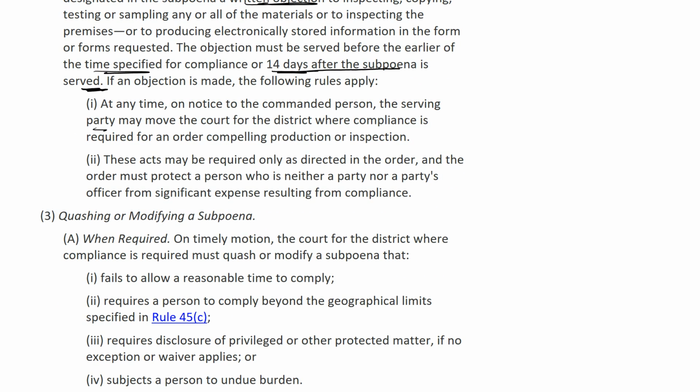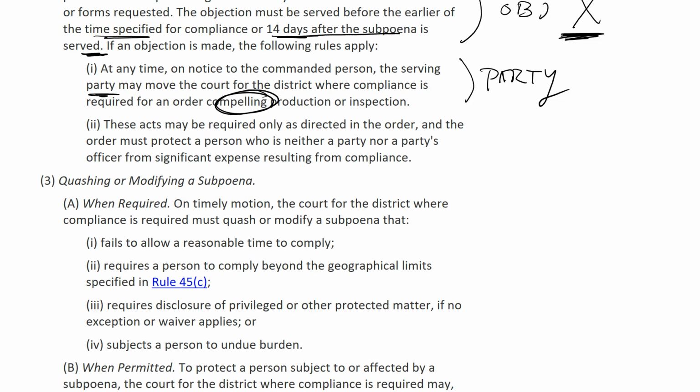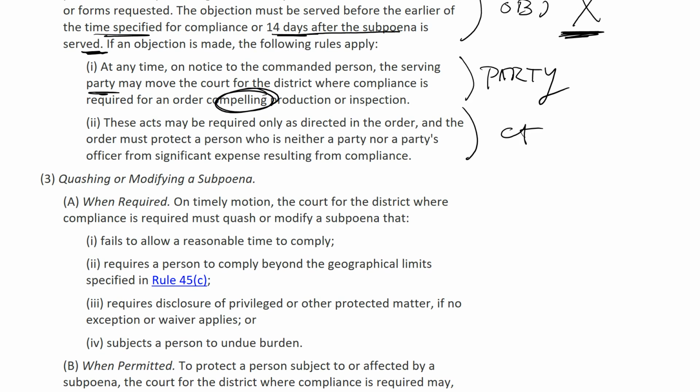And then if there's an objection made, here the objection is by X, right, that third party who's the subject of the subpoena. And now here, the serving party, the party that sought the subpoena, can move for an order to compel production or inspection by the person who received the subpoena, right? And then here's what the court would have to do. The court's going to have to decide, and the order has to protect the person who's not a party or a party's officer from significant expense.